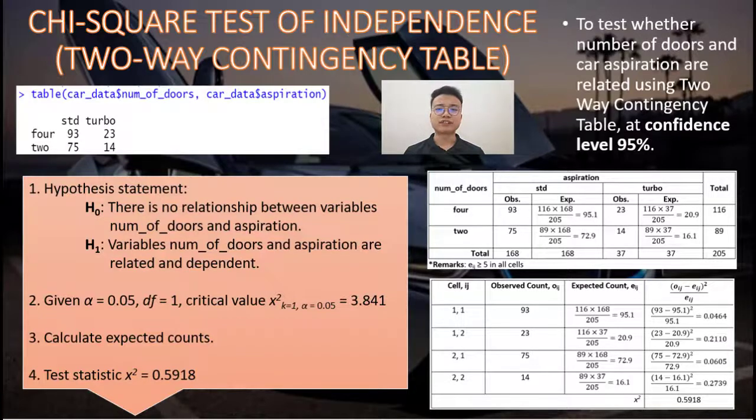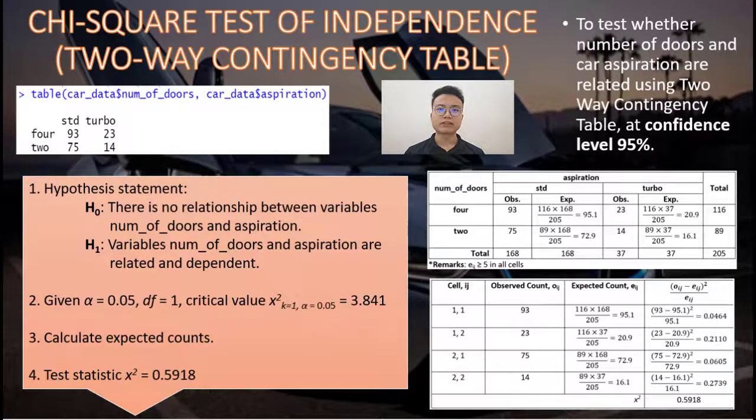For my fifth and final analysis, it is about the chi-square test of independence, also known as the two-way contingency table, where I will test whether the variables number of car doors and car aspiration are related at confidence level 95%. Now we state our hypothesis statement. For our null hypothesis, there is no relationship between the variables number of car doors and car aspiration, whereas for our alternative hypothesis, number of car doors and car aspiration are related and dependent on each other. So, given that alpha equals 0.05 and our degree of freedom equals 1, we can find that our critical value x squared equals 3.841.